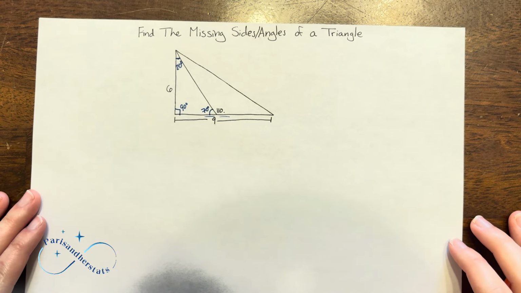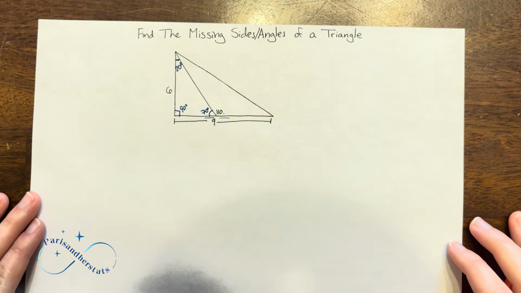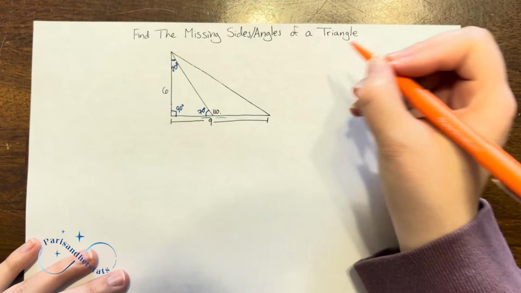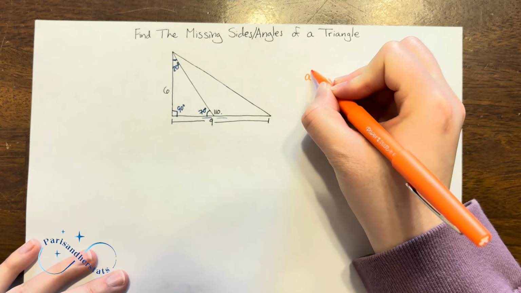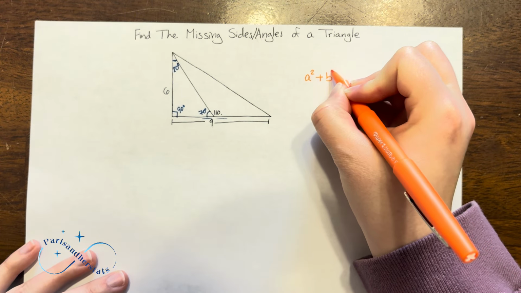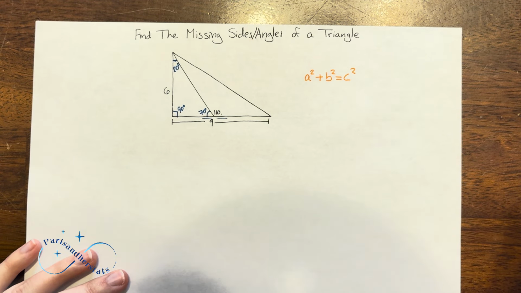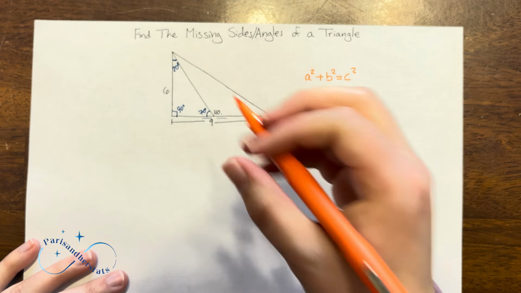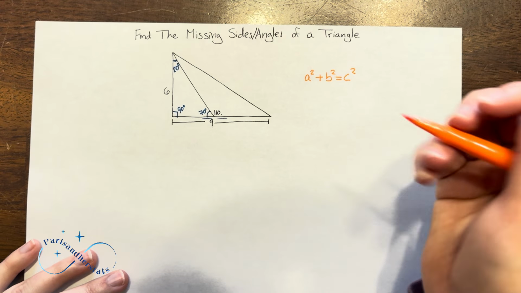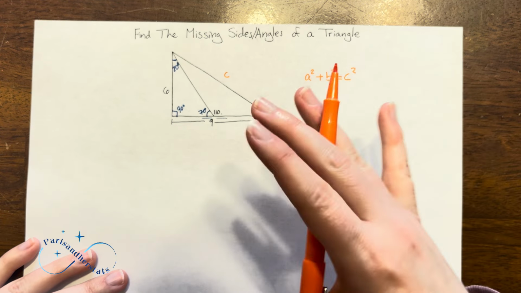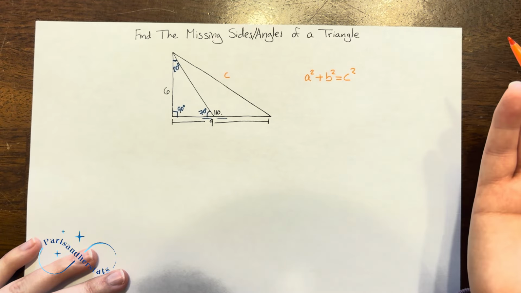The first thing I personally would like to do is the Pythagorean theorem, because it's simply easier than some of the other rules and laws we can follow. The Pythagorean theorem tells us that a squared plus b squared equals c squared. Well, what are our a, b, and c? We kind of get to decide. C is, by the rule of the theorem, going to be our hypotenuse. And our A and B don't really matter. It's going to give us the same answer.